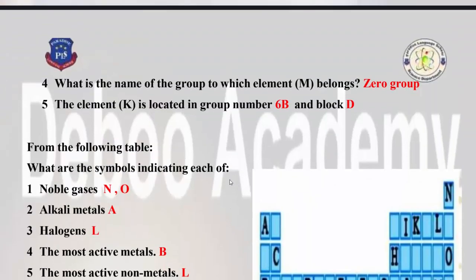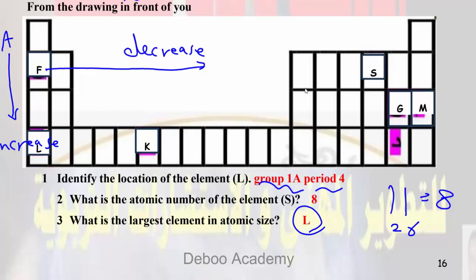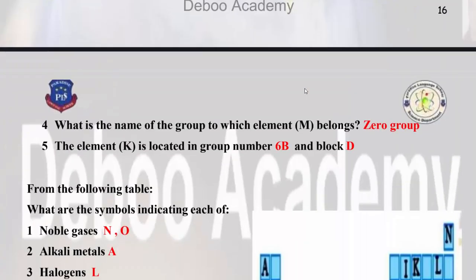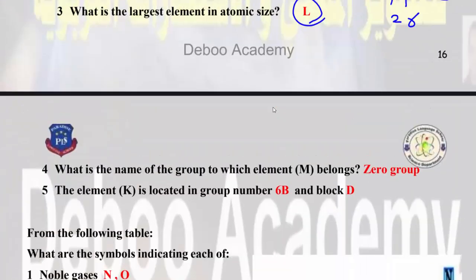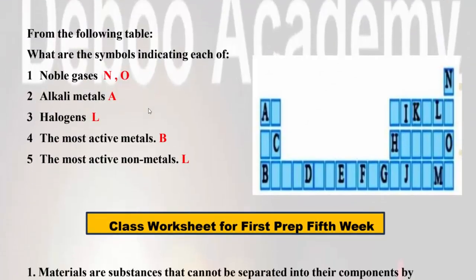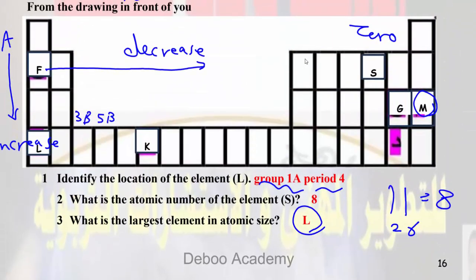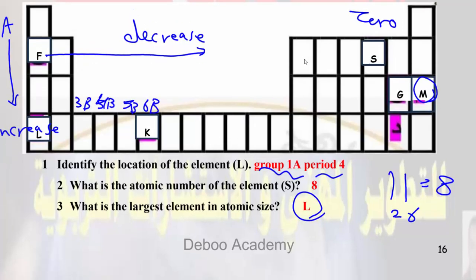Let's move to number 4. What is the name of the group which element M belongs to? M here is in group 0, the last group, called group 0. The element K is located in group 6B. Yes, it's in the D block. Here at 3B, 4B, 5B, 6B. So K is in 6B.